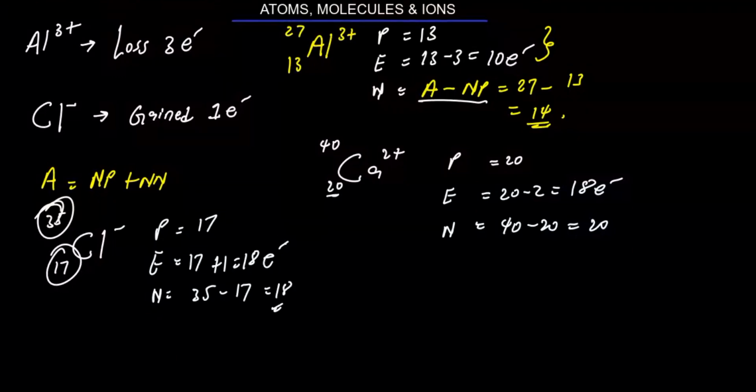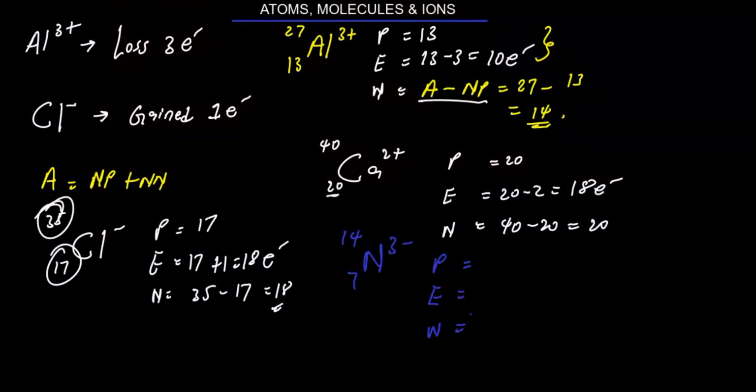Let's look at another one. If I have N3 minus, and I'm giving this to be 7, I'm giving this to be 14. What number of protons, what number of electrons, what number of neutrons?